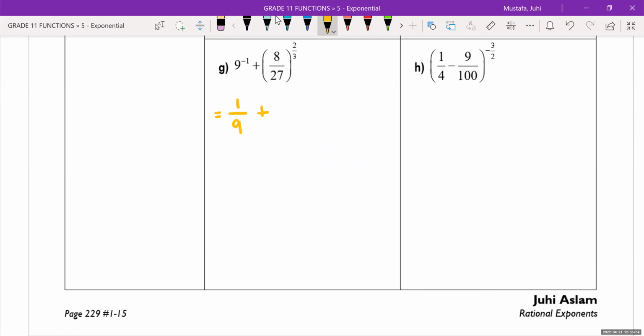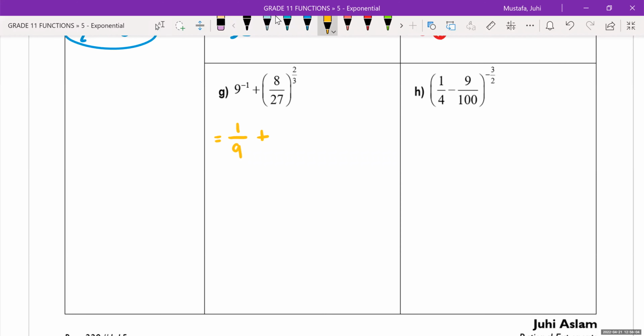Okay, now we have 8 over 27, a fraction that can't reduce, all to the power of 2 over 3. What I'm going to do is eventually use our little quotient rule. We're going to apply the 2 over 3 to the numerator, and we're going to apply the 2 over 3 to the denominator. So as my first step, I'm going to rewrite them. The 2 over 3 is sort of split up with the numerator and denominator. So we're going to have 8 to the power of 2 over 3 and 27 to the power of 2 over 3.